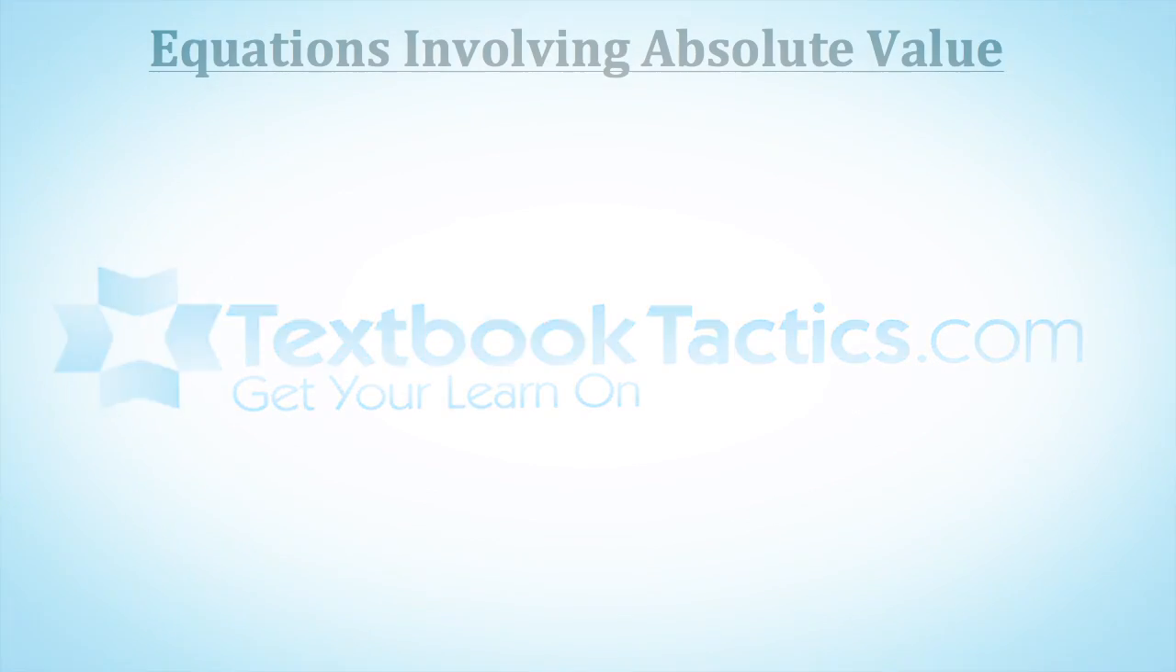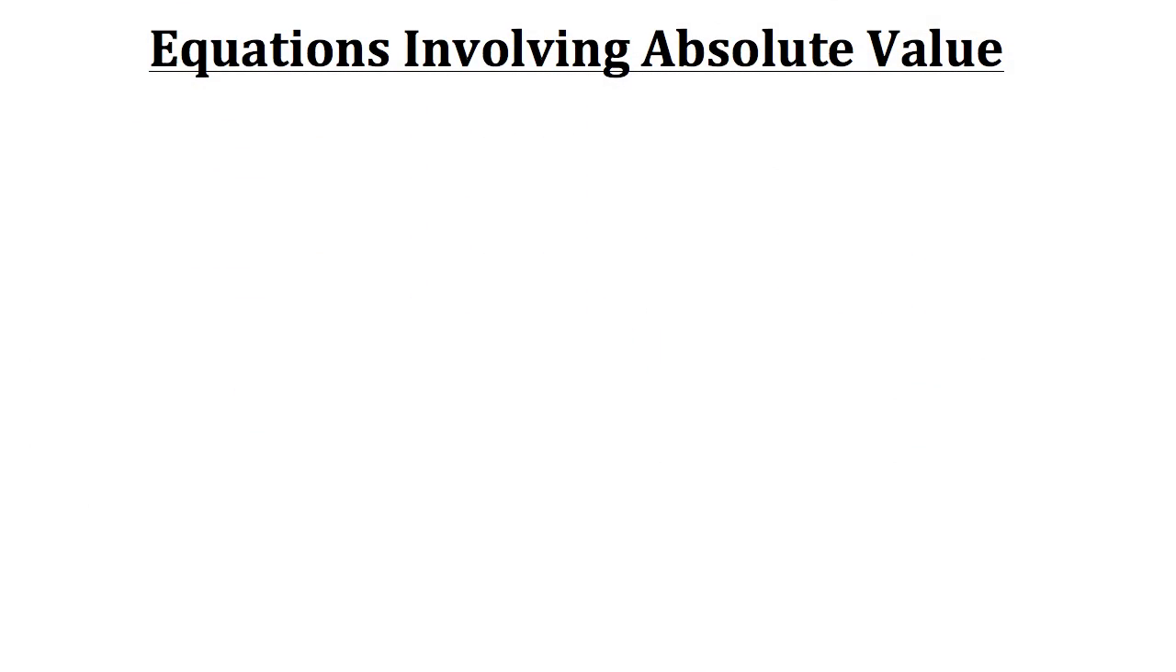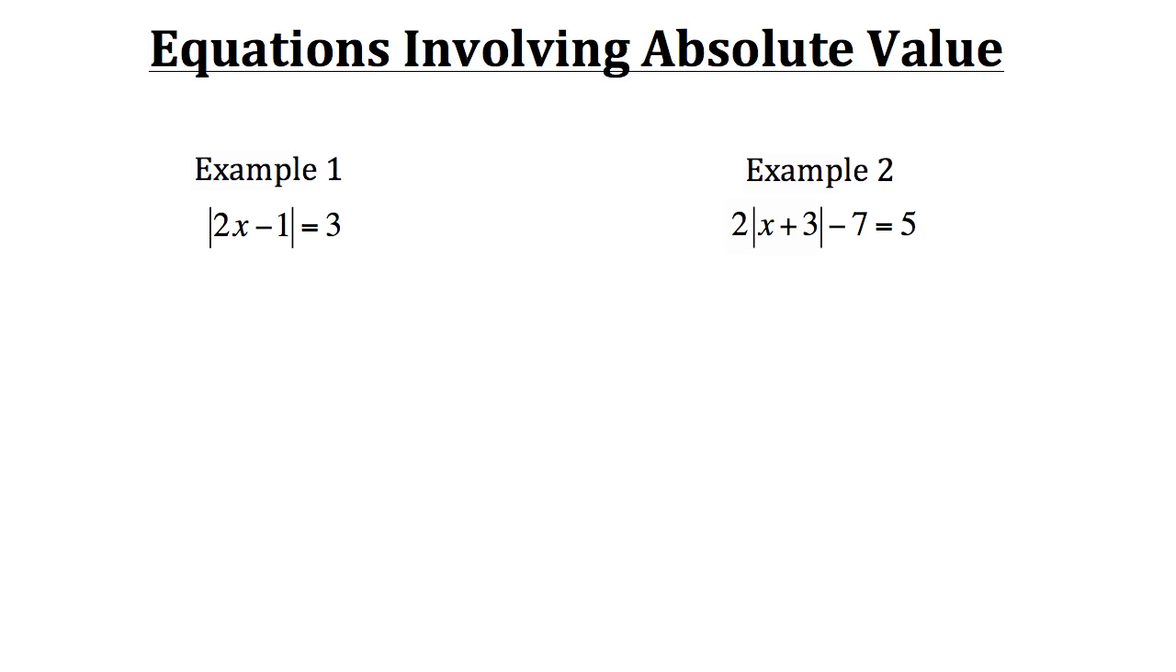In this tutorial, we're going to learn how to solve equations and inequalities with absolute values. So let's take a look at the first couple examples. So here, in example 1, we have the absolute value of 2x minus 1 equals 3.